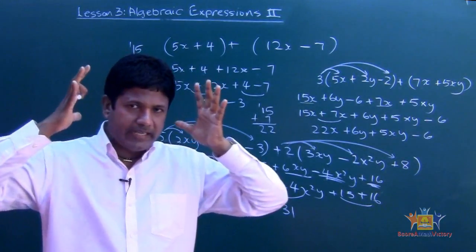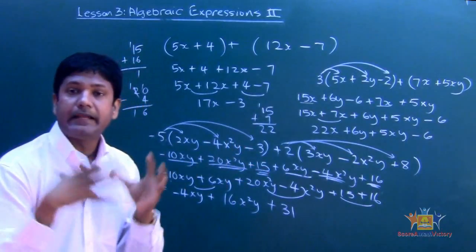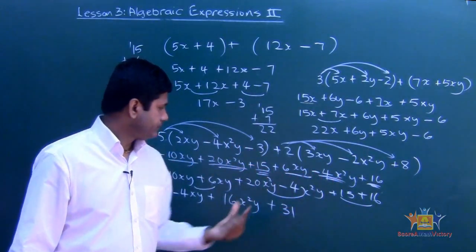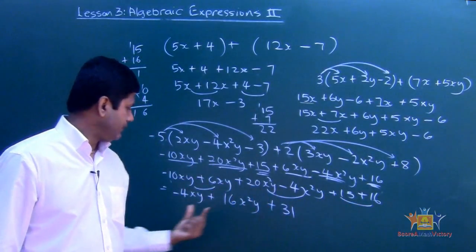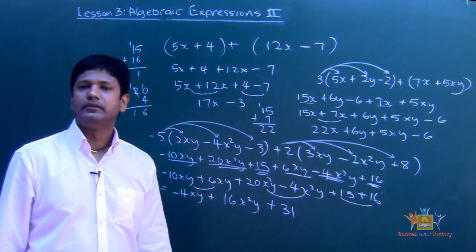After you've done that, you gather them by the like terms. Very important, like terms. They only can combine. Alright? So the like terms, you can add them, and which gives you negative 4xy plus 16x squared y plus 31.